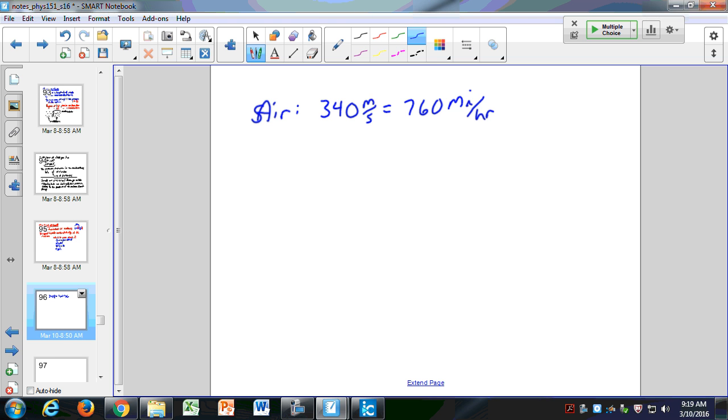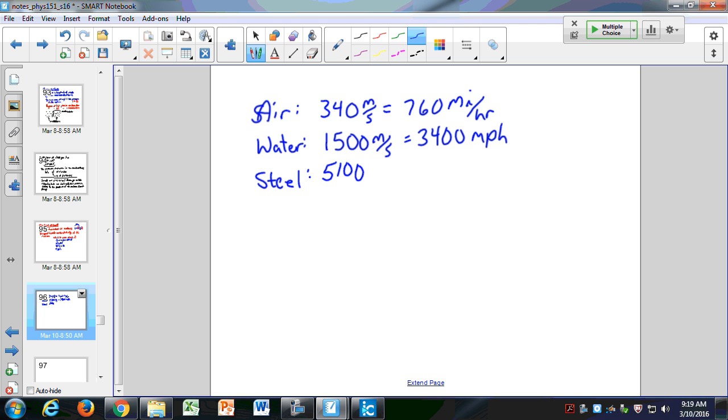And then in water, as you would expect, because it's more elastic, we have a higher speed, 1,500 meters per second, which is equivalent to 3,400 miles per hour. So we're looking at about a factor of 5 jump from air to water. And then for steel, we have 5,100 meters per second, which is approximately 11,400 miles per hour. Again, you don't need to know these numbers, but you do need to know that in solids, the sound travels more quickly because the elasticity is so much different.